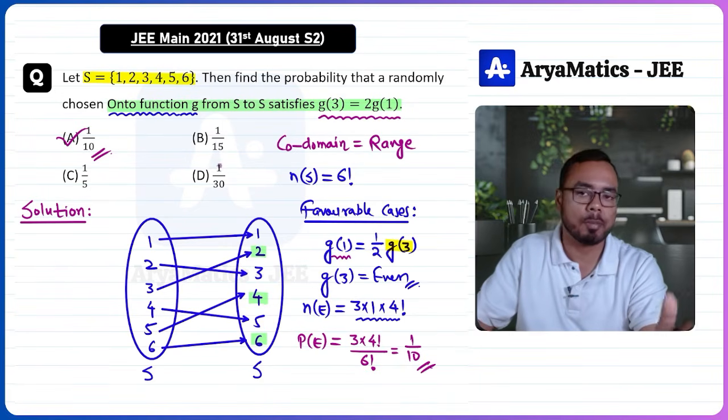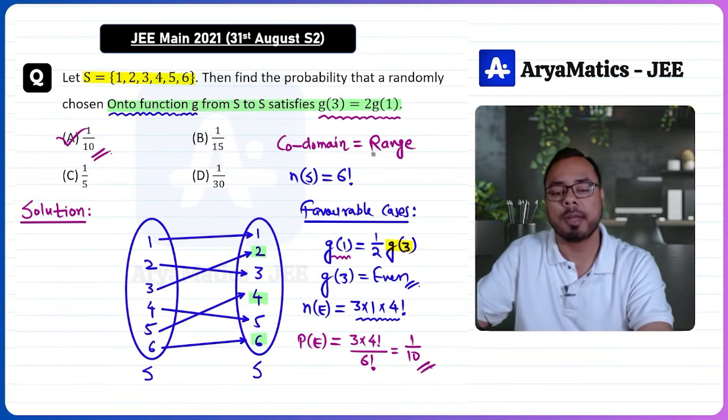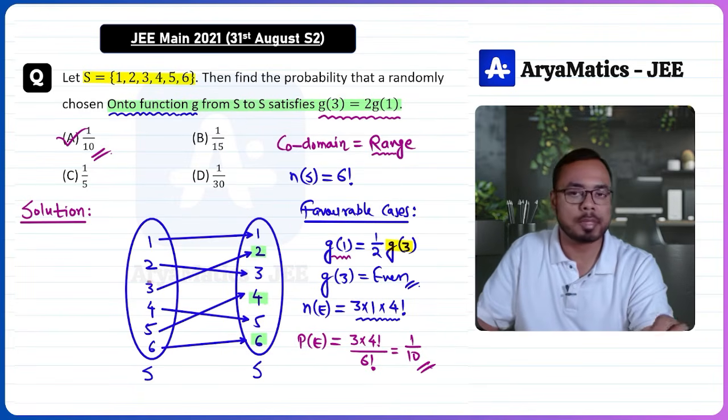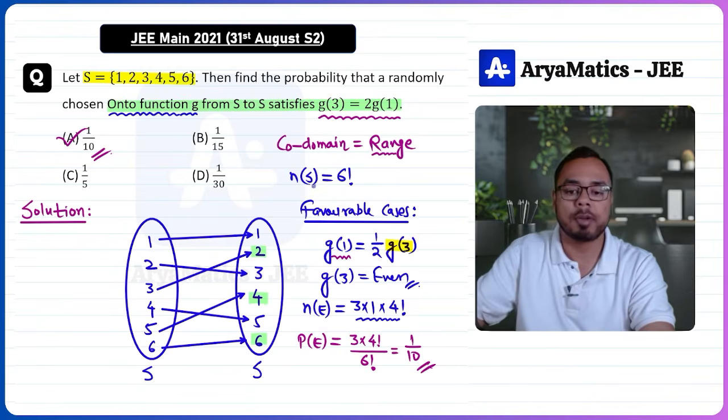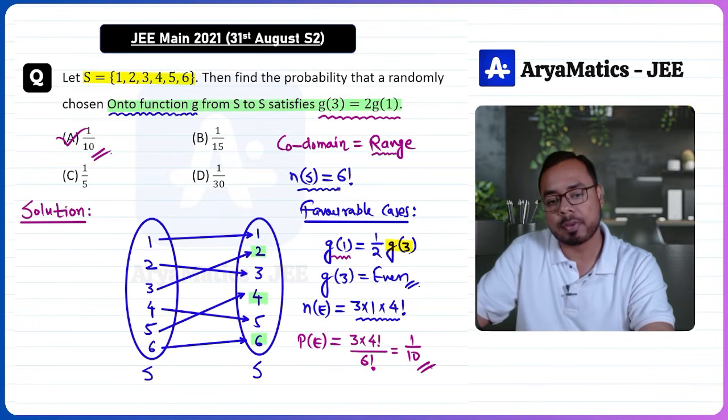So this was a problem from functions as well as probability. First of all, onto function means codomain is same as range, and if two sets have an equal number of elements, then the number of onto functions is the same as the number of one-one functions. So here the number of elements in the sample space will be 6 factorial.